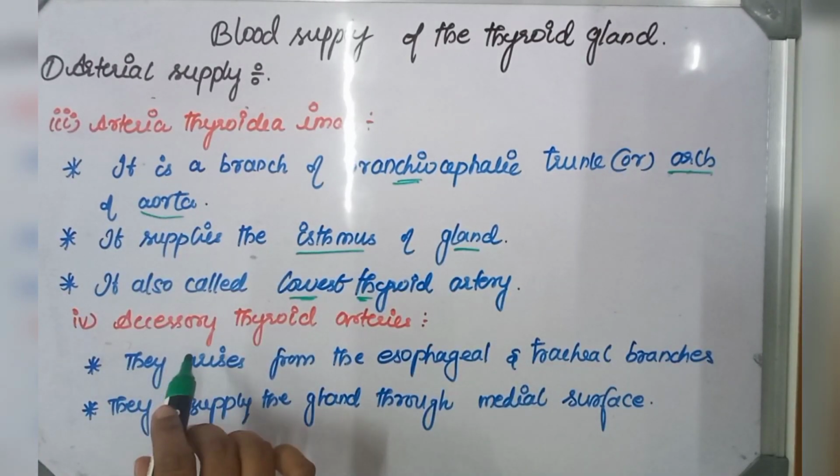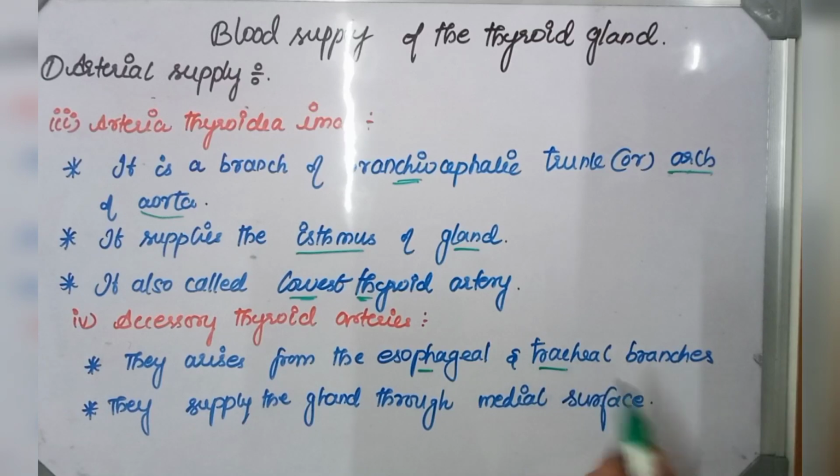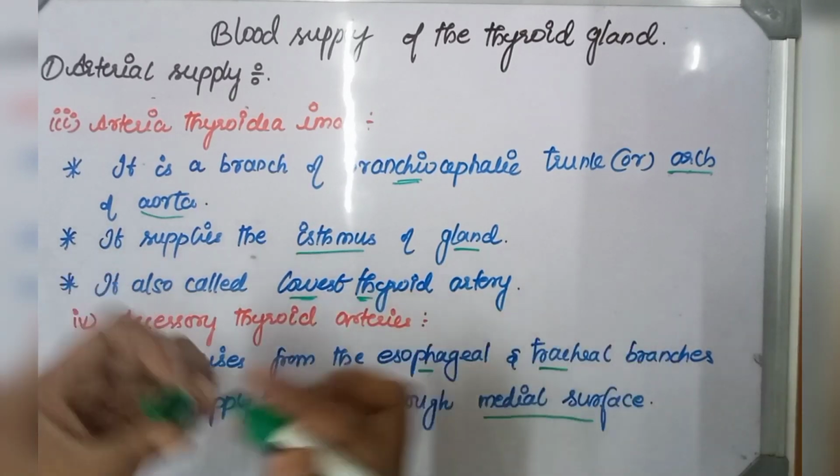Then another artery is the accessory thyroid arteries. These arteries are numerous in number. They arise from the esophageal and the tracheal branches, so they supply the gland's medial surface. So this is all about the arterial supply of the thyroid gland.